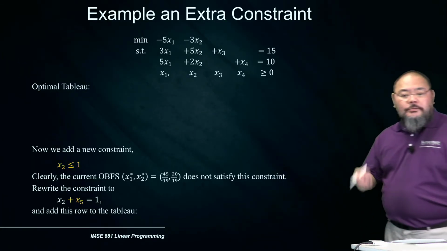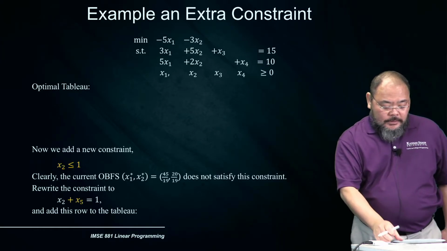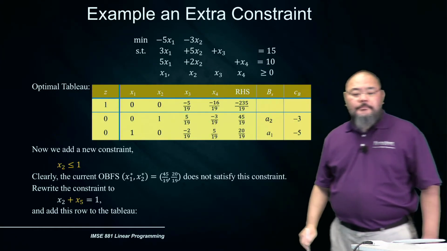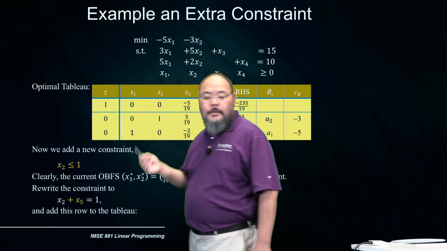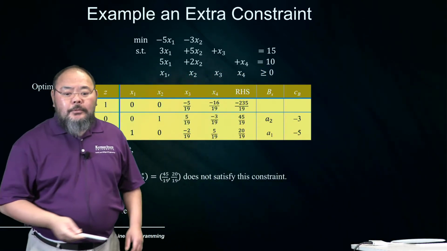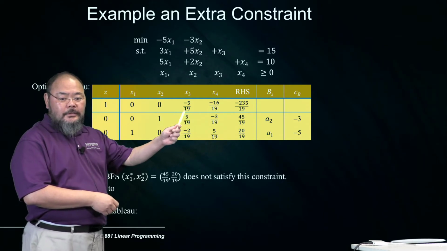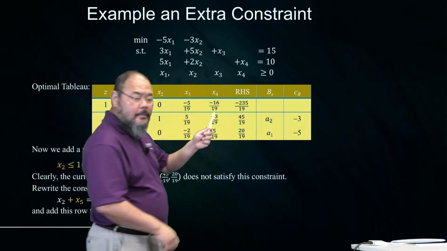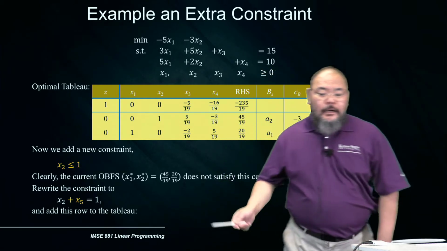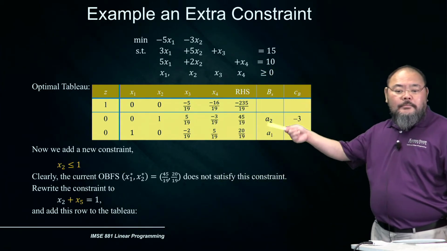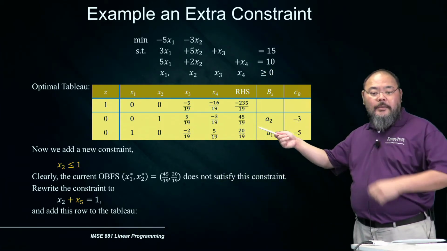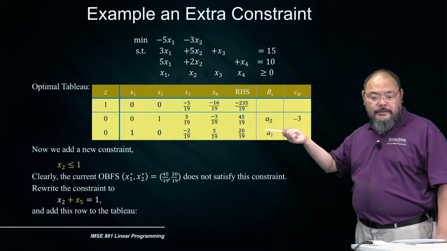Let me give an example real quick. Look at the optimal tableau right here. In the optimal tableau, all the Zj minus Cj elements are non-positive, and the right hand side is all positive. So it is primal and dual feasible at this moment.